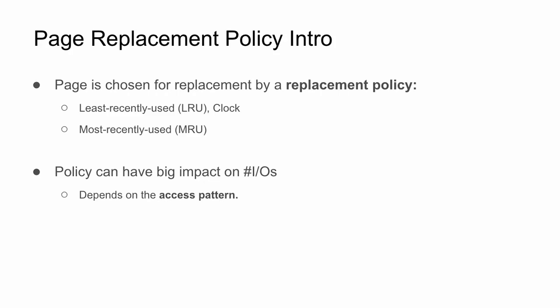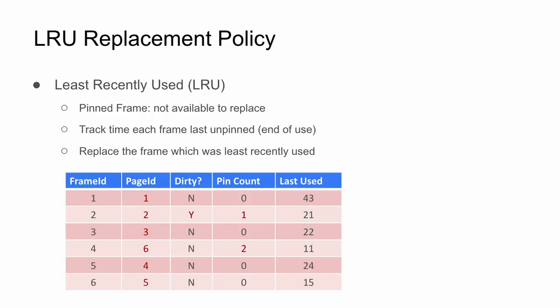Now, how do we know what's the right policy to choose? It really just depends specifically on the task that you're doing, the access pattern of the pages. When you know the access pattern, you can pick the right policy accordingly. But let's talk first about the least recently used policy. Can someone give me just a rough explanation of what they think LRU does?